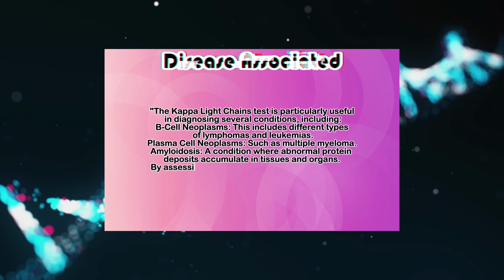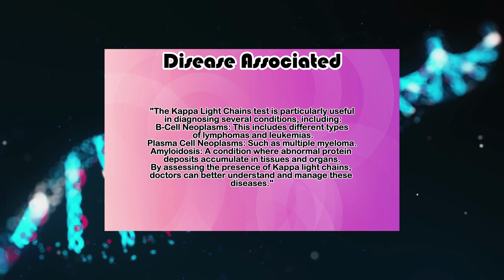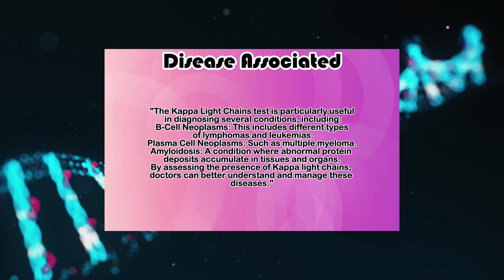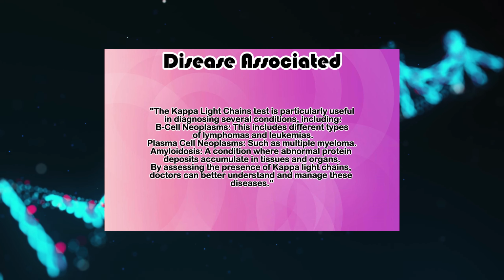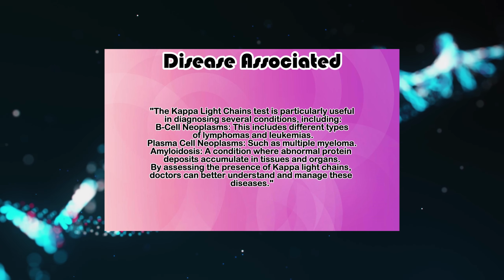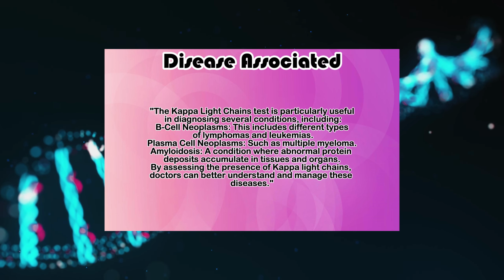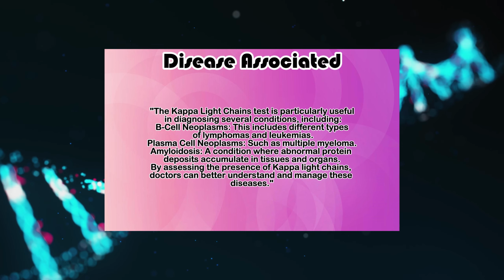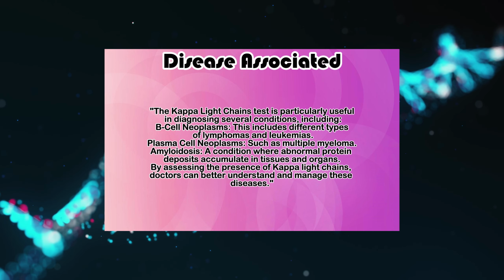The Kappa light chains test is particularly useful in diagnosing several conditions, including B-cell neoplasms. This includes different types of lymphomas and leukemias. Plasma cell neoplasms, such as multiple myeloma. Amyloidosis, a condition where abnormal protein deposits accumulate in tissues and organs. By assessing the presence of Kappa light chains, doctors can better understand and manage these diseases.